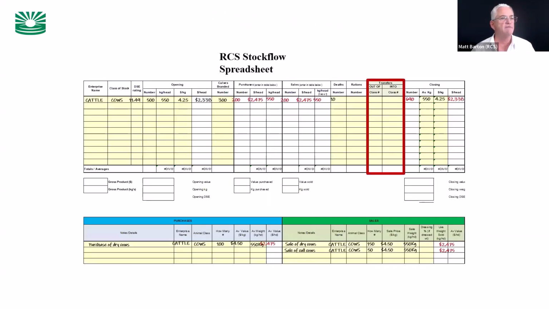Now we have this area with the transfers. Some clever spreadsheets that we have will have the movements that you'd put in, and it'll automatically calculate for you. If it's reasonably simple, it shouldn't take much.